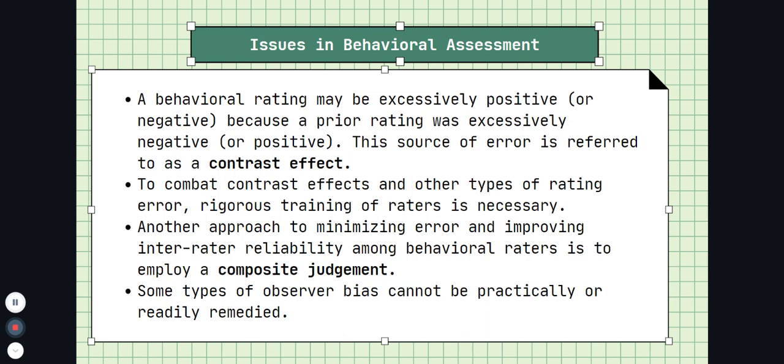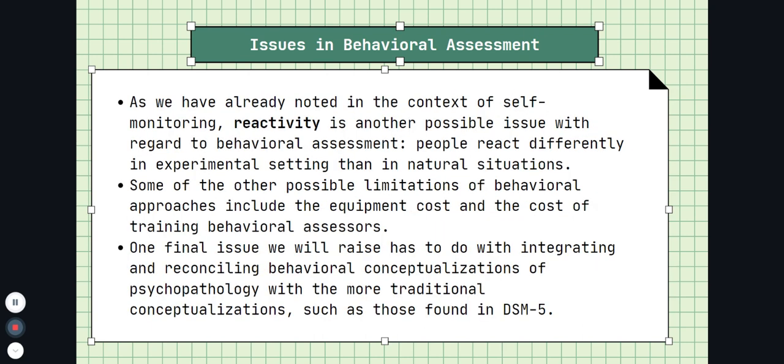Another approach to minimizing error and improving inter-rater reliability among behavioral raters is to employ a composite judgment, which is, in essence, an averaging of multiple judgments. Some types of observer bias cannot be practically or readily remedied. For example, in behavioral observation involving the use of video equipment, it would on many occasions be advantageous if multiple cameras and recorders could be used to cover various angles of the ongoing action, to get close-ups and so forth. But that is very costly.